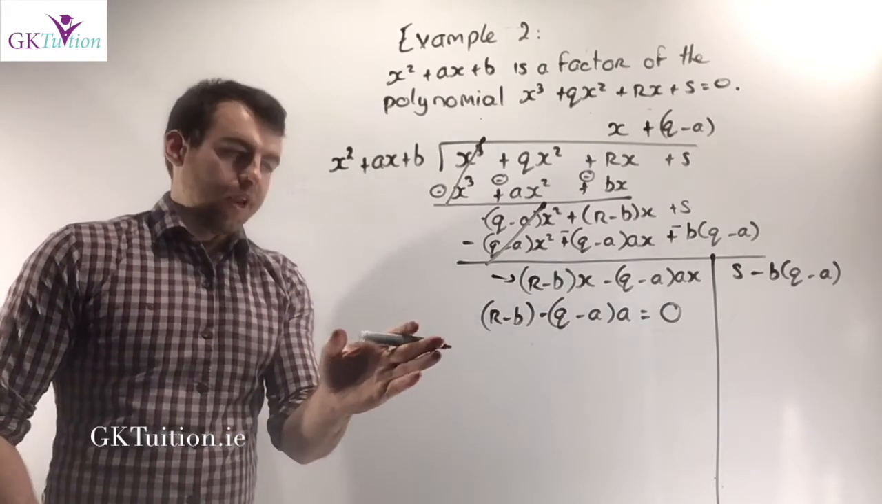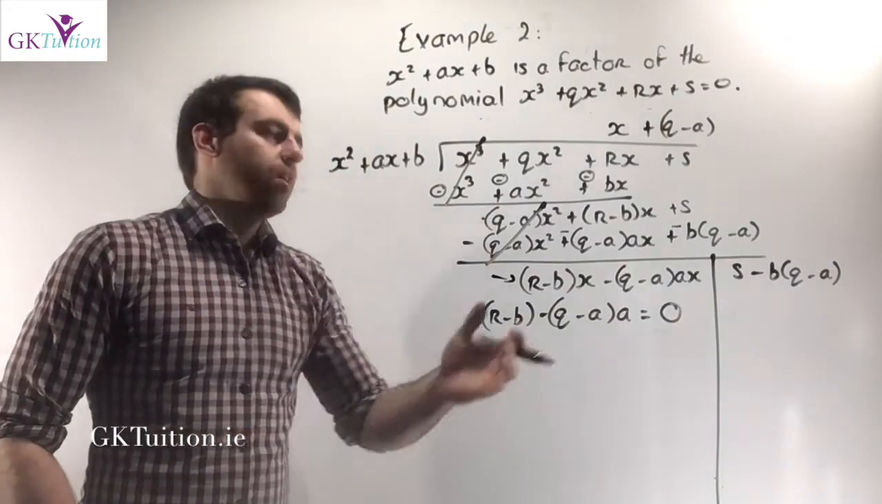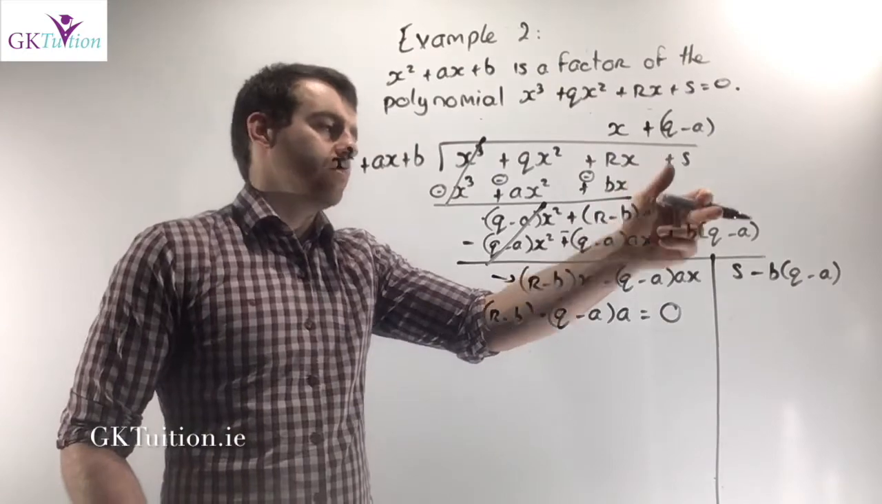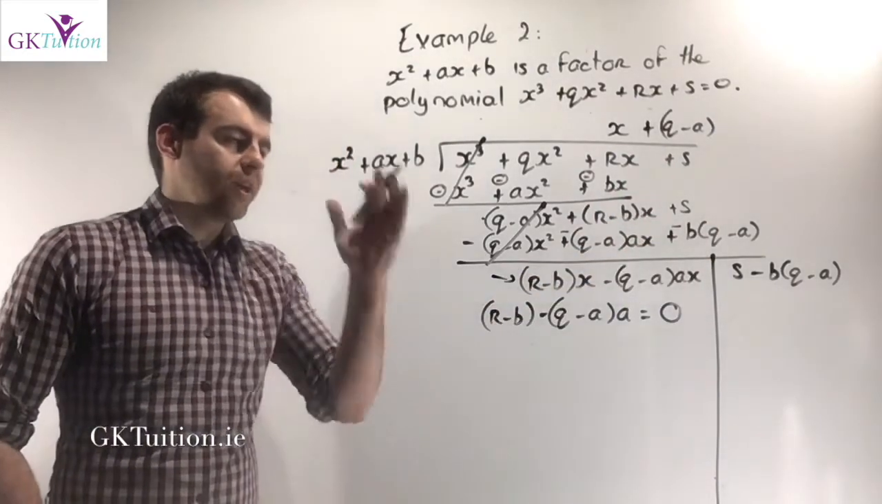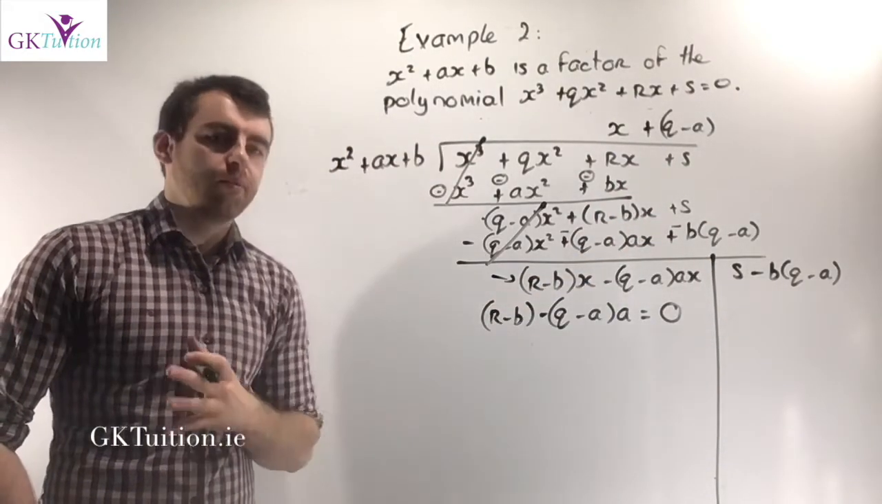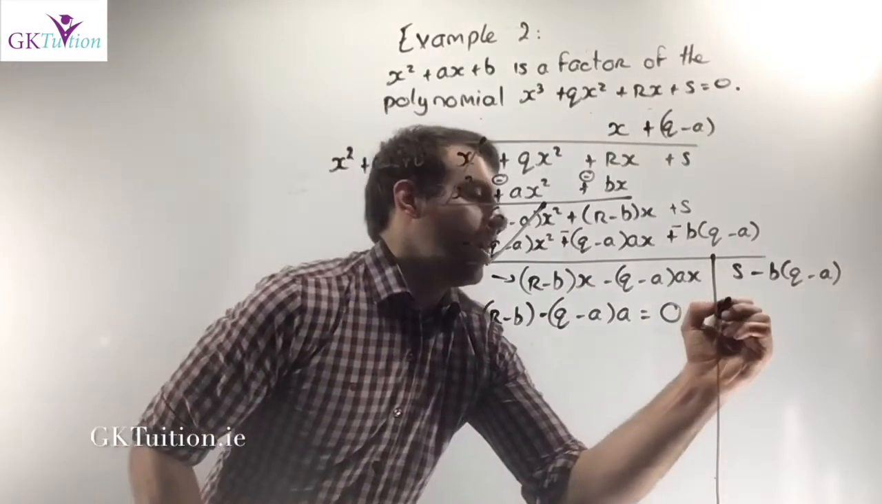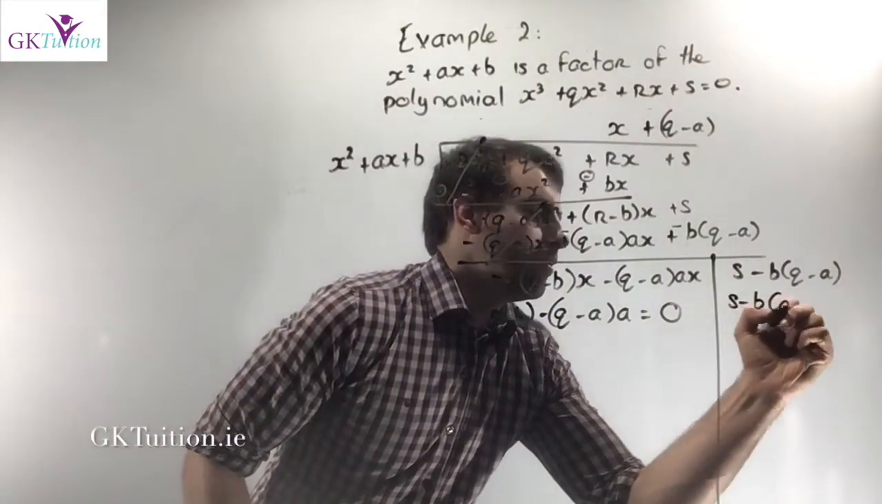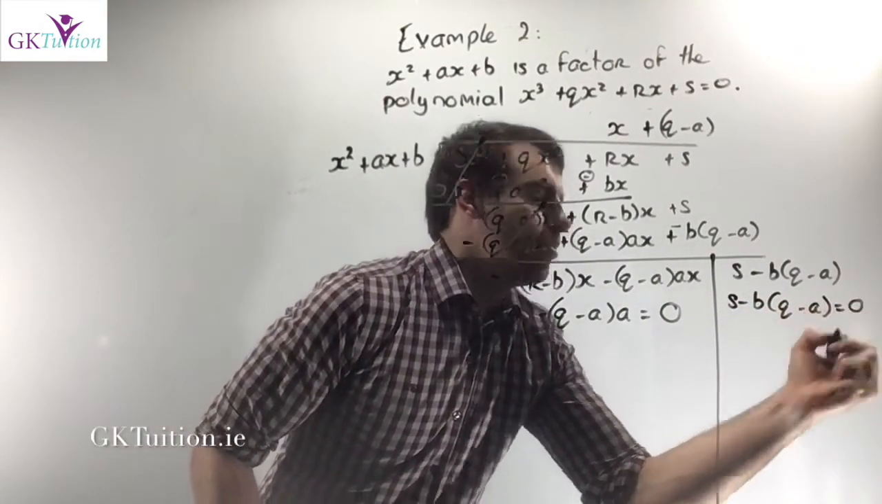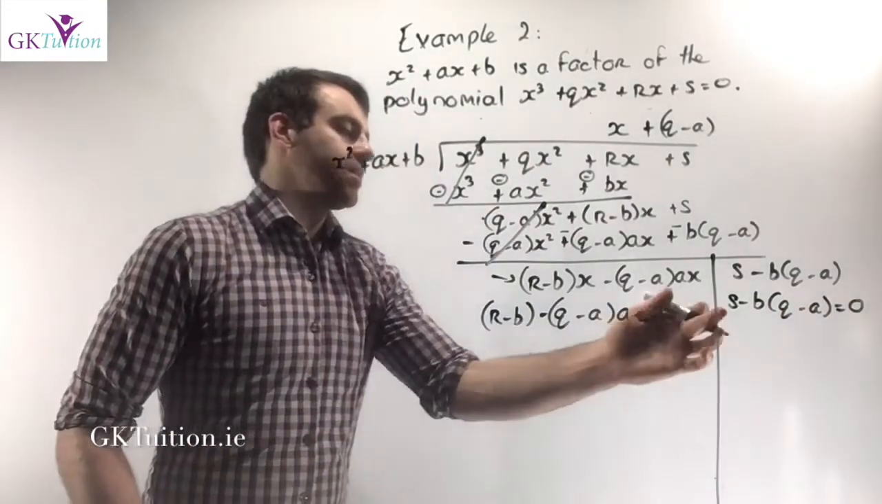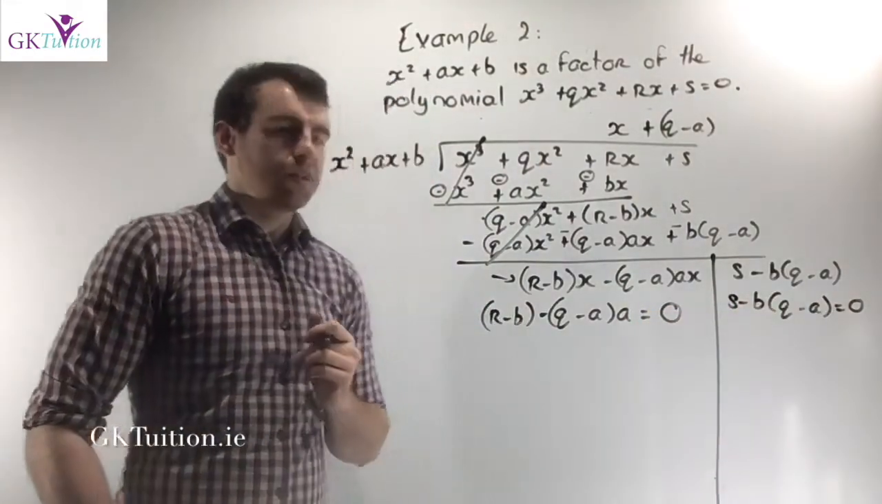That's my first remainder. If I was doing long division, I'd always have something at the end, like maybe 8 minus 8 or 10 minus 10. Basically, the number on the top and the number on the bottom add up to 0. So I can also say that this remainder, the constants that were at the end, are equal to 0. I can say that s minus b times q minus a equals 0.